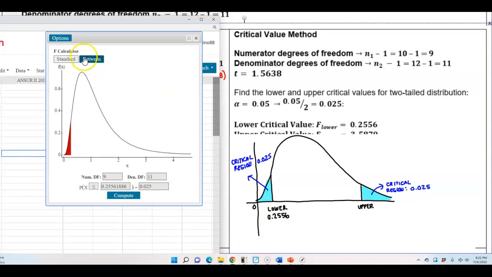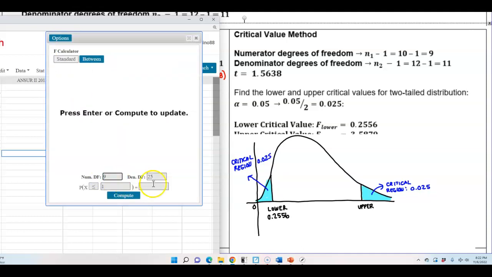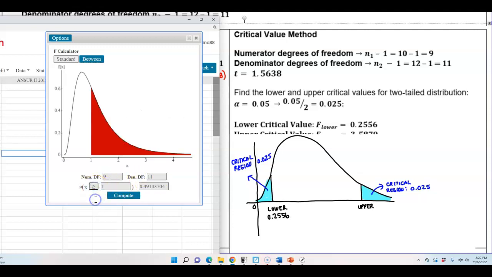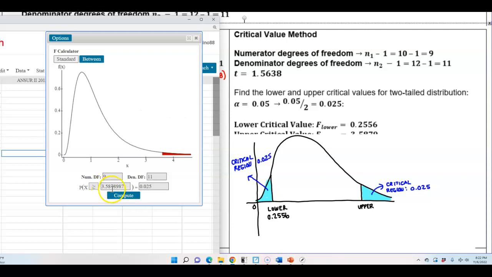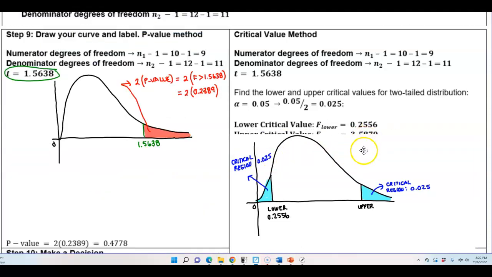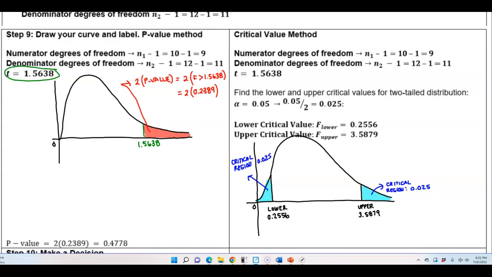Now we want to find the upper critical value. So now what we're going to do is, again, just refresh. Put in the value of 9 for the degrees of freedom in the numerator, and then 11 for the degrees of freedom in the denominator. And now we're going to change this to be greater than or equal to. And now we're going to put in 0.025 on this side. And so now we get 3.5879 if we run it to 4 decimal places. So therefore we get the critical value of 3.5879.